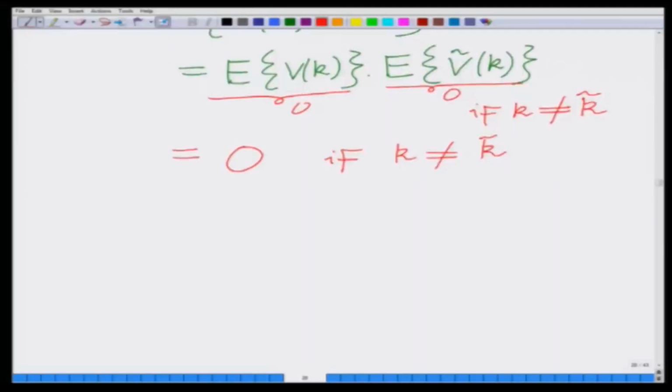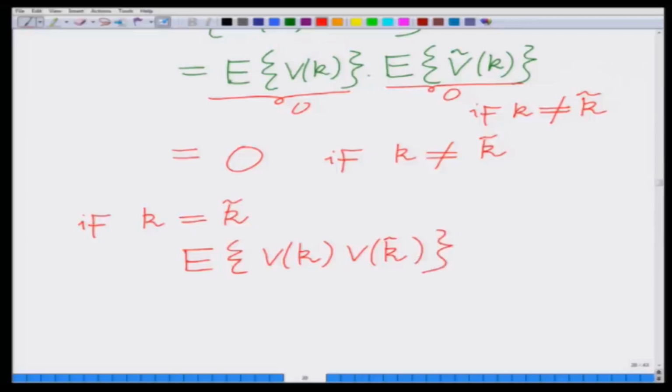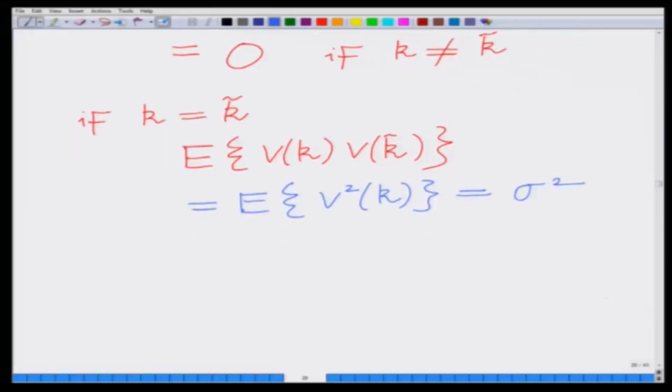On the other hand, if k equals k tilde, we have the expected value of Vk times Vk tilde, which since k equals k tilde is basically the expected value of Vk square, and the expected value of Vk square is nothing but the variance or basically the noise power sigma square. That is what we had also noted earlier. Therefore, we have this beautiful property, because the noise samples are independent and identically distributed. We have the expected value of Vk Vk tilde equals sigma square if k equals k tilde and 0 if k is not equal to k tilde.